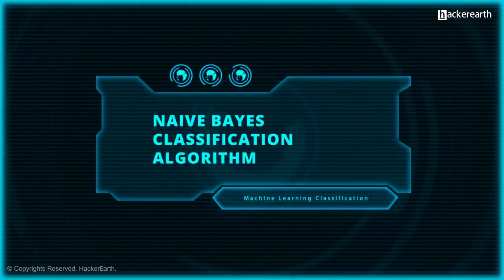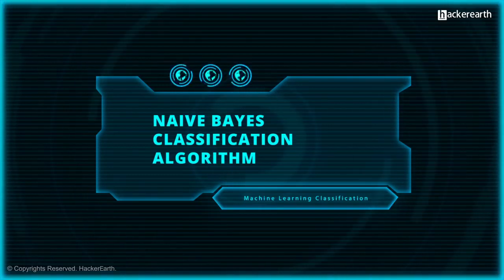Have you got a machine learning classification problem, and are you wondering where to begin? Naïve Bayes is the first algorithm that should be considered for solving text classification problems. Here, we have an easy-to-understand video on the Naïve Bayes classification algorithm.